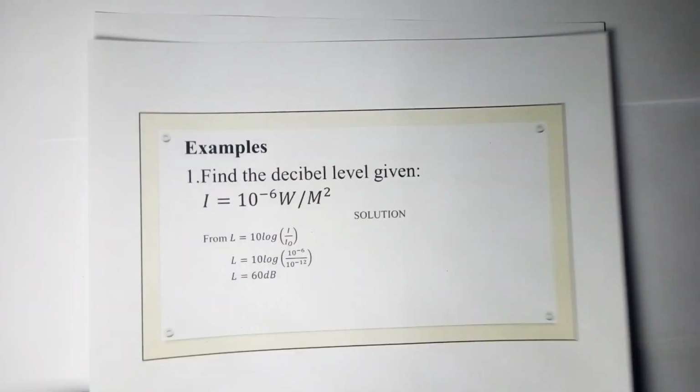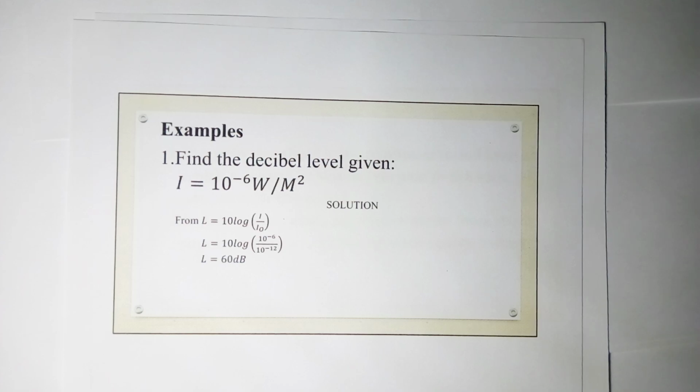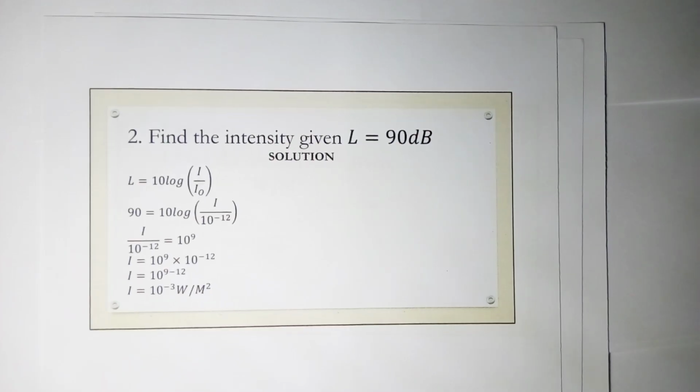We have some examples here which you are supposed to look at. Number one, find the decibel level given I equals that. That is the calculation as we saw it earlier. We have number two also. You can pause the video if you want to calculate. We have another example: find the intensity given L equals that. This time they have given us the sound level in decibels, and they want us to find the intensity.